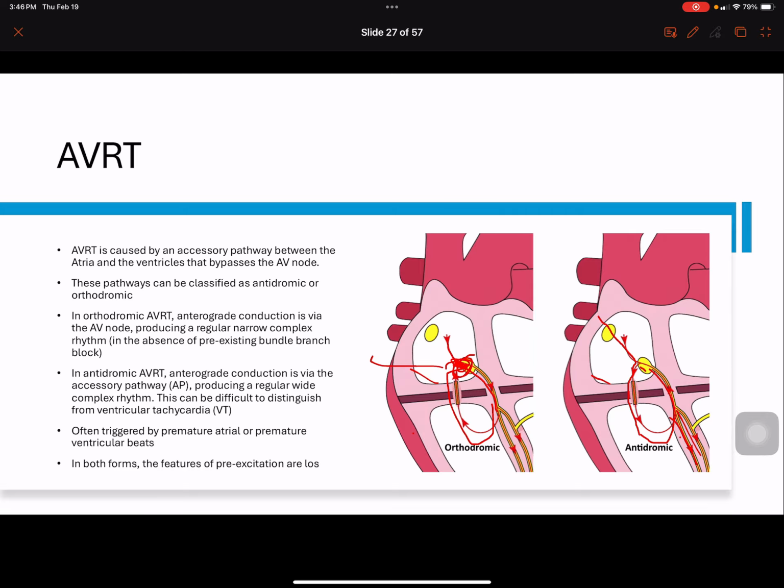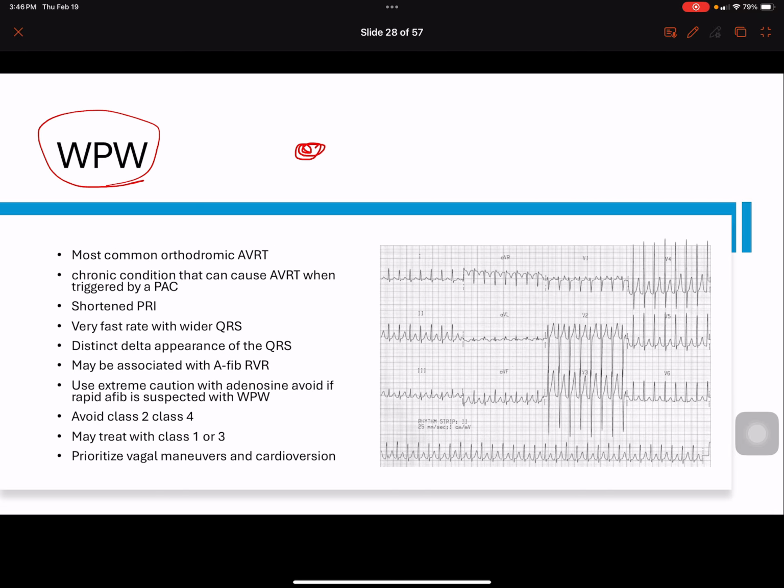And so that can lead to what's called an ectopic or stimulus of the ventricular cells, and that can trigger the patient to go into ventricular fibrillation and make them code. So anytime we see an irregular, sort of wide, very fast rhythm that we associate with a WPW, we have to use extreme caution in giving adenosine.